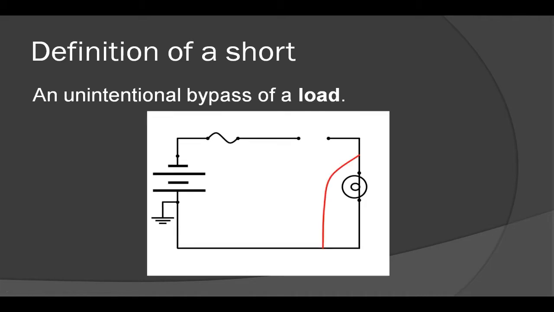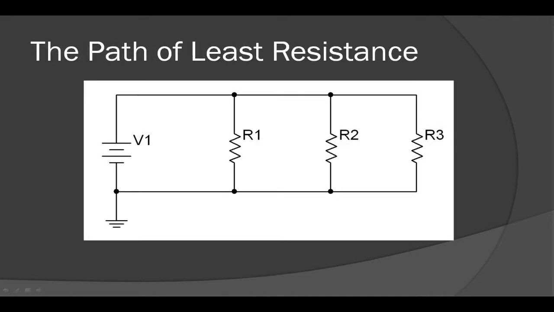The red line that you see in this circuit is an example of a short. Recall from Basic Electricity 1 that the most current will flow through the path of least resistance. We proved in that class that the total resistance of a parallel circuit will be less than the lowest resistance of that circuit's parallel loops. So if this circuit has a 5 ohm resistor, a 20 ohm resistor, and a 30 ohm resistor, the total resistance will be less than 5 ohms.